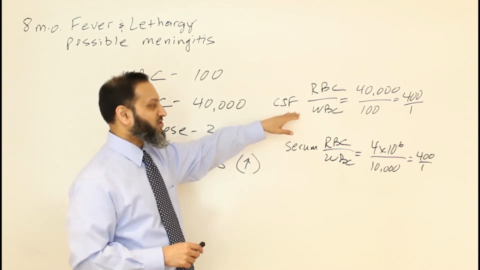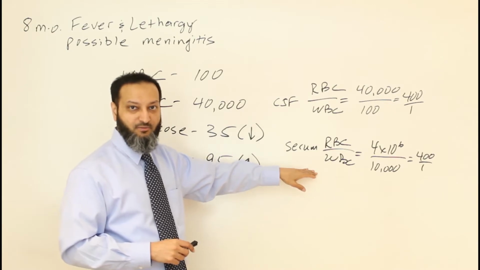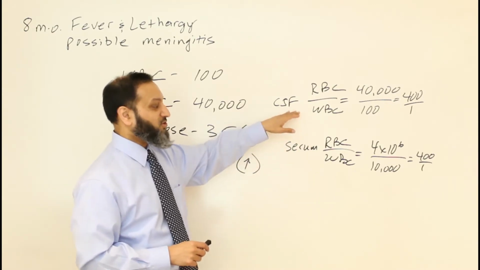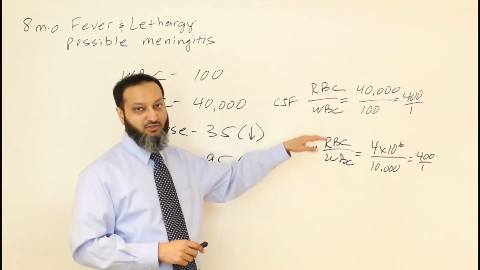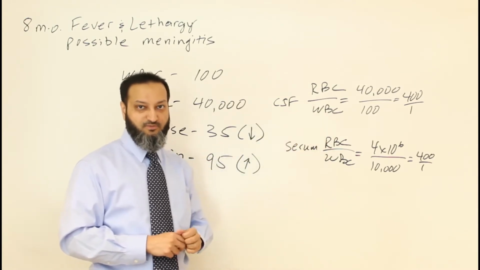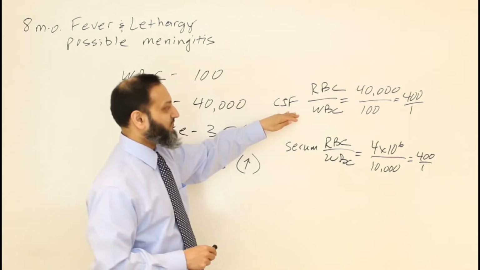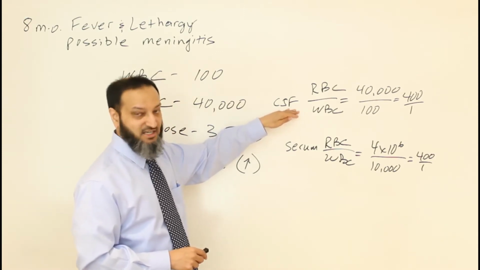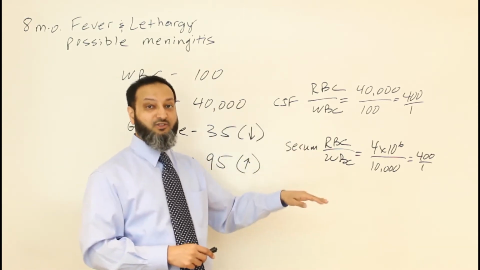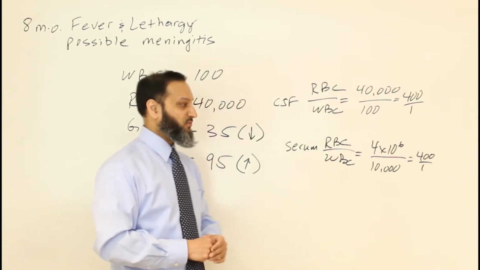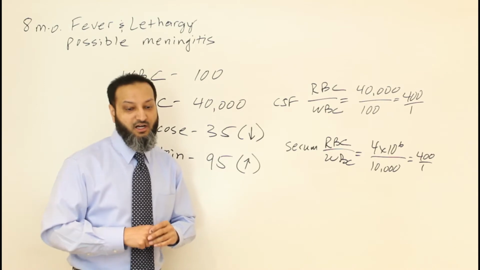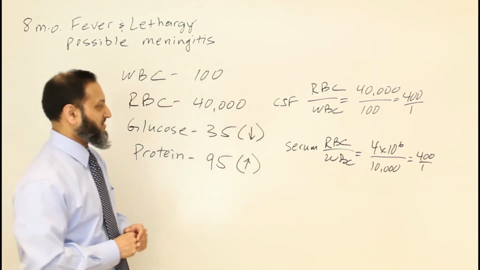If your CSF ratio is equal to that of the serum, or if your CSF ratio is greater than that in the serum, you have accounted for all of the white cells based on the red cells that you introduced, right? But again, if your CSF ratio is less than that in your serum, you have too many white cells per red cell, and that is abnormal, consistent with meningitis. Okay, so that's something to consider as you are interpreting this.